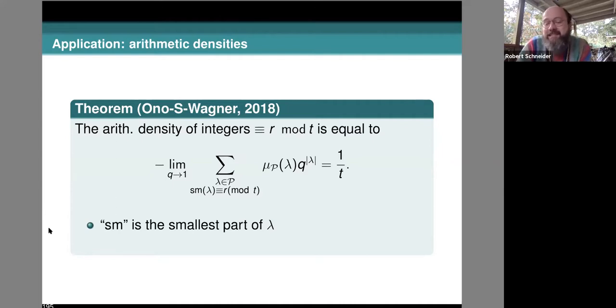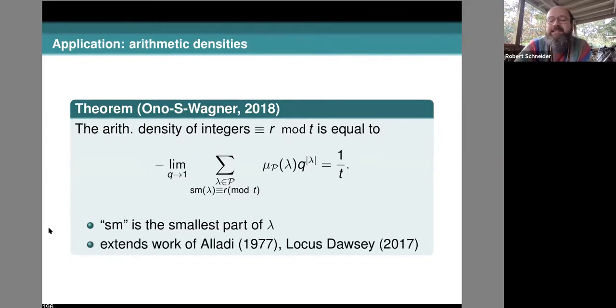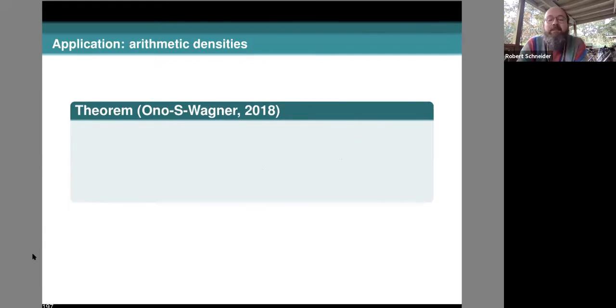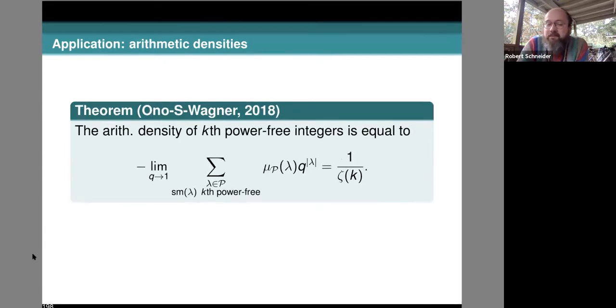Here, the smallest part is s_m. I'm using a notation I think I lifted from Rob Rhodes. And this extends work of Eladi, as well as of Matty Dawsey, who was extending Eladi's work into algebraic number theory. This is a partition-theoretic analog of these works. So here's another example. The arithmetic density of kth power-free integers can be computed from a sum over partitions whose smallest parts are kth power-free. Same thing, we weight it with the partition Möbius function, and then we put a minus sign in front, and you can use this as another way to compute 1 over zeta of k.